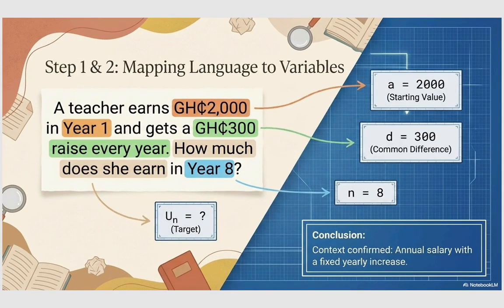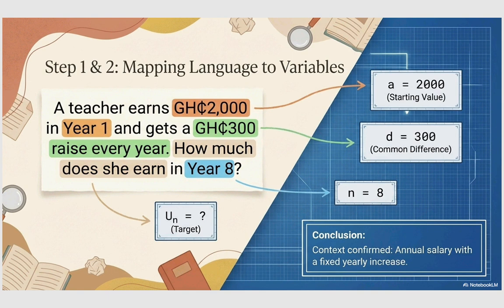Now let's talk about the salary. We saw 4 different examples that we can use sequence for: salaries, bank investment, savings, population growth. We can use sequence to resolve them. So a teacher earns 2,000 cedis in a year and gets a 300 raise every year. How much does she earn in 8 years?